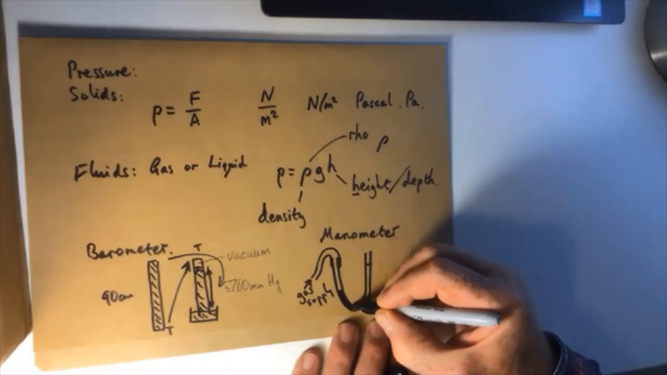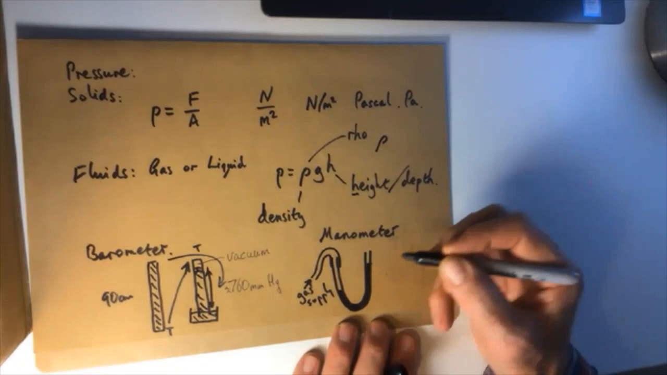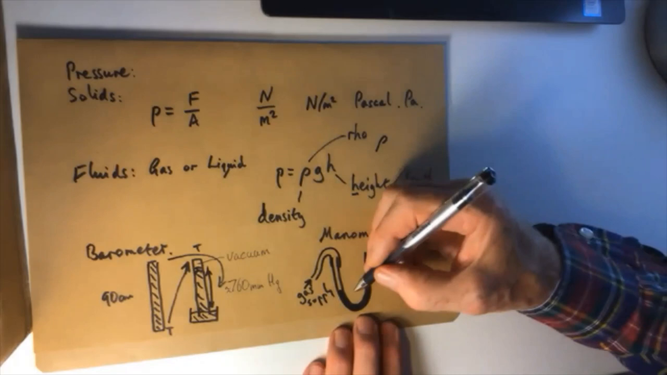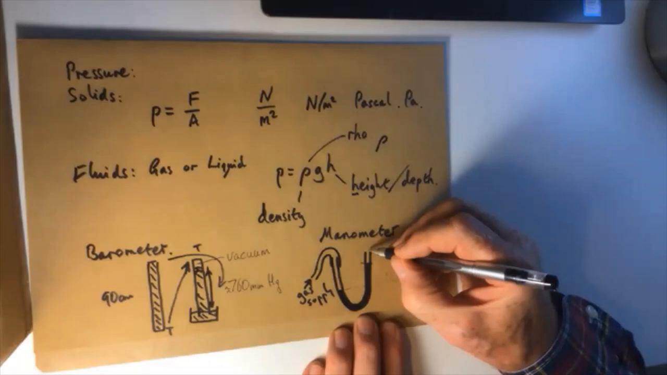Fortunately, we call it a manometer so we don't get confused with the other U-tube. As you can see, it's remarkably similar to the other one. And then what happens is this, guys, the pressure on here is the atmospheric pressure. So the atmosphere pushes down here.